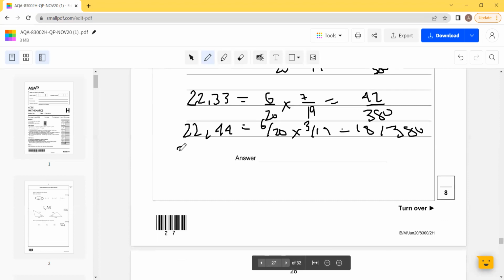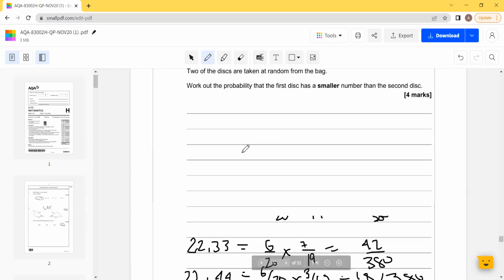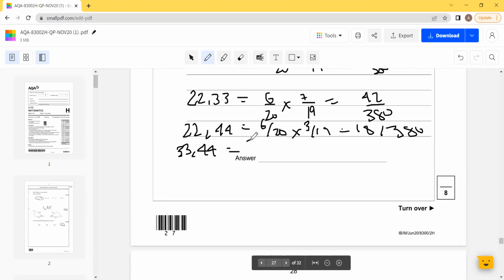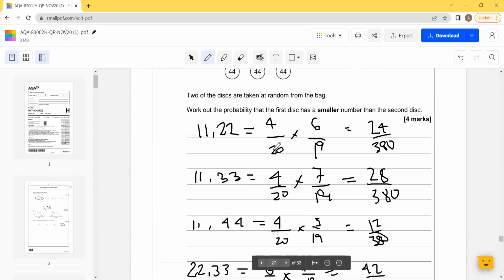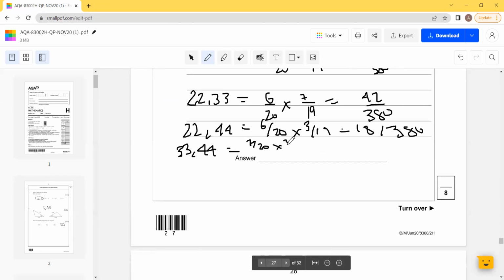Now we just need to do the probability of getting a 33 and then a 44. Which is 7 over 20 multiplied by 3 over 19, which is 21 over 380.